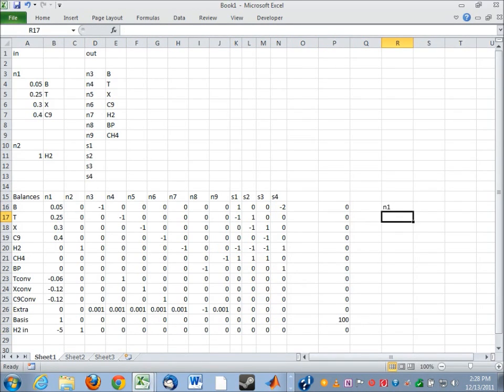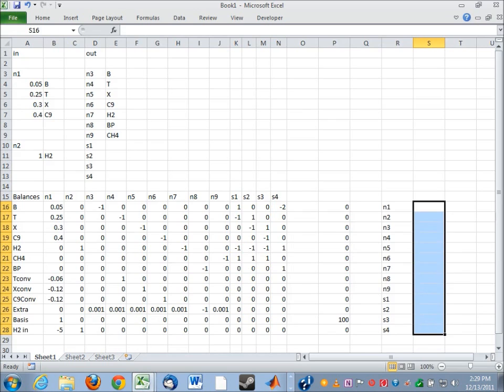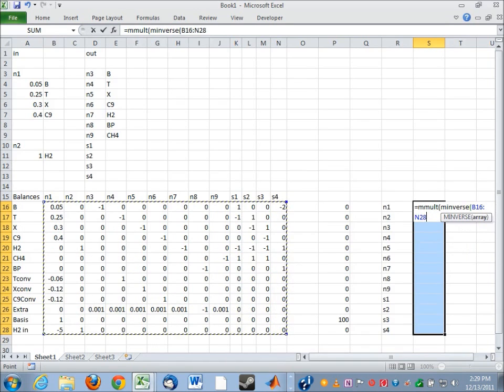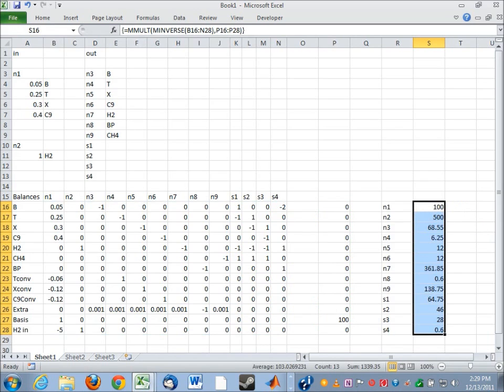We will now set up the output for our calculations. We enter N1 through N9, and then squiggle 1 through squiggle 4. After we've done this, we need to select the region next to this, and then set it equal to mmult of M inverse of our data area, and then multiply that by our values, and then hit Control-Shift-Enter. This gives us our final result.